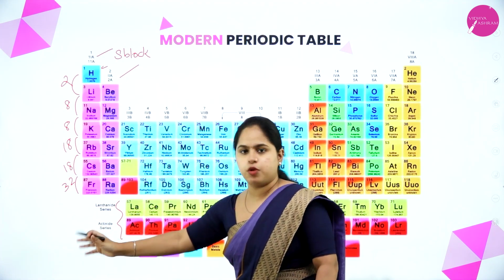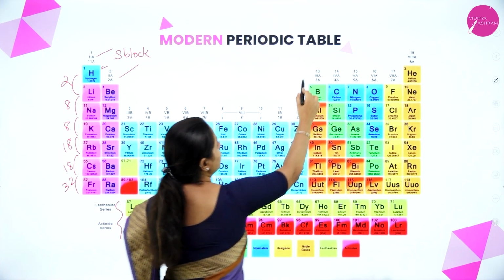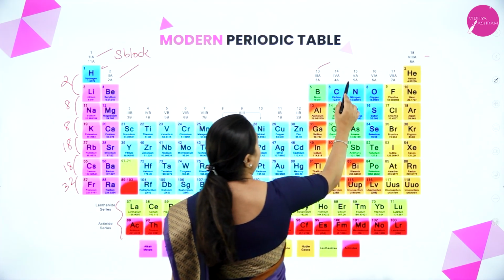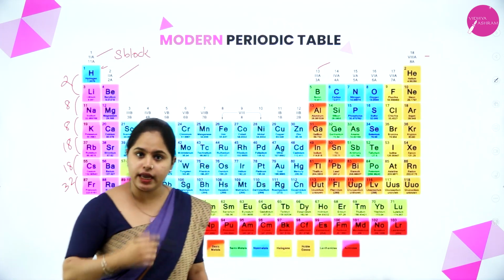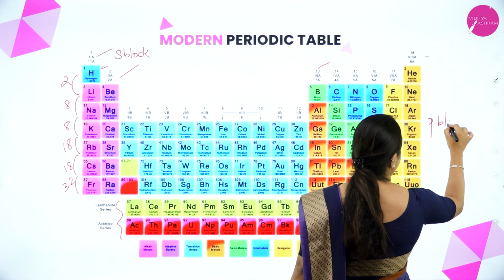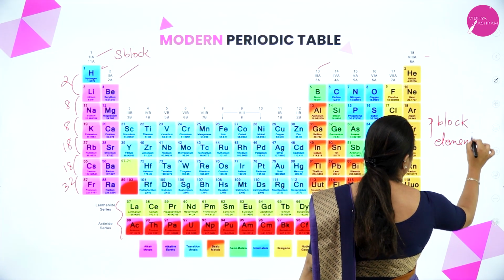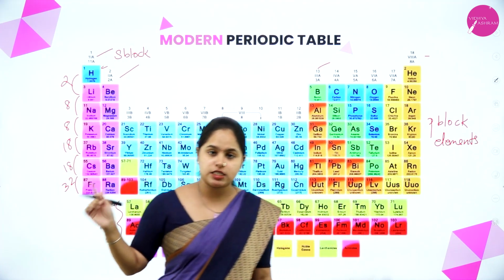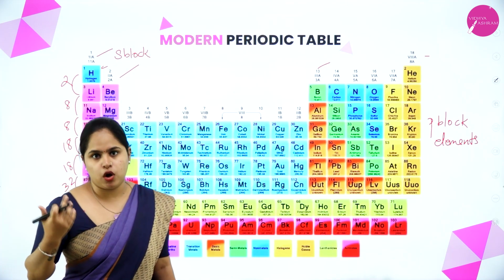So this is about S-block elements. Now, moving on to this part, that is from group 13 to 18: 13, 14, 15, 16, 17, 18. All these groups together are called P-block elements. So groups 1 and 2 are S-block elements, and groups 13 to 18 belong to P-block elements.